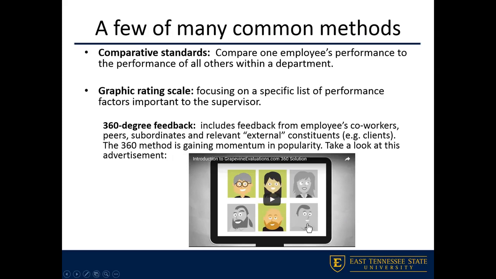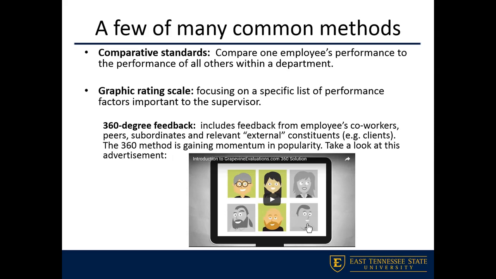So these are just a few of the common methods that we can use for performance appraisal. The comparative standard, this is more like when you get graded on a bell curve. It's used every now and then. You have the graphic rating scale, which is just like a list grading, and this is probably the most common form you're going to see out there.